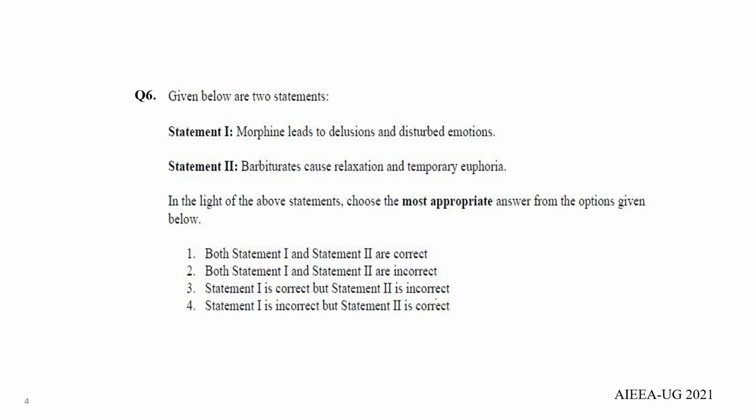Morphine leads to delusion and disturbed emotions? No, it actually slows down the emotions. So this one is not the correct statement. But barbiturates cause relaxation and slow down your functions, and temporary euphoria, a kind of different feeling, is a symptom of barbiturates. So the second statement is correct. According to me, statement 1 is incorrect, while the second one is correct. So the correct answer would be choice number 4.